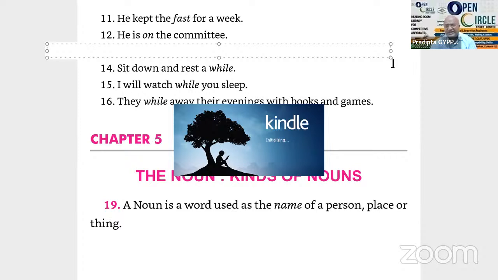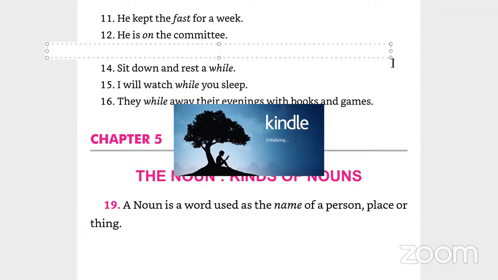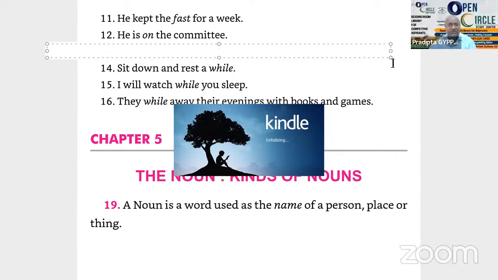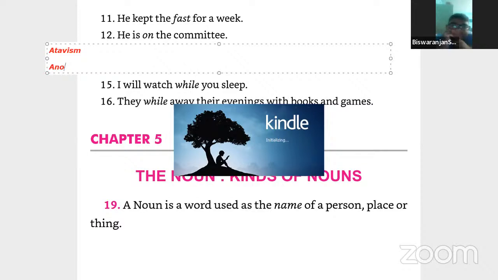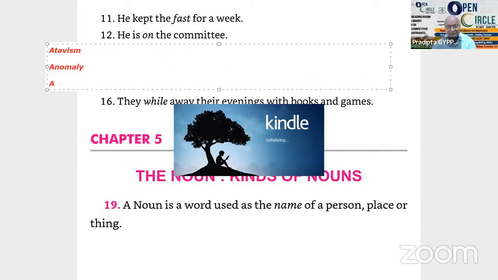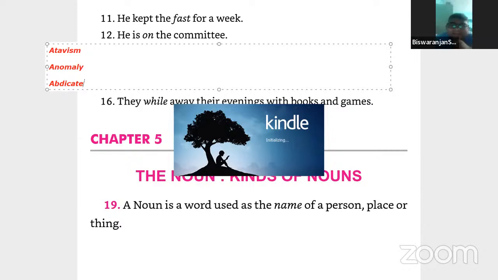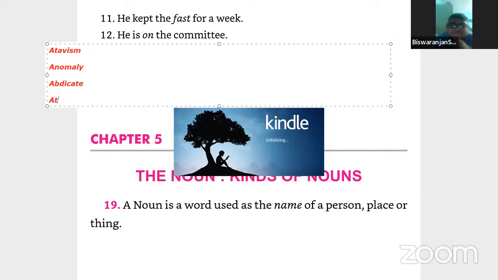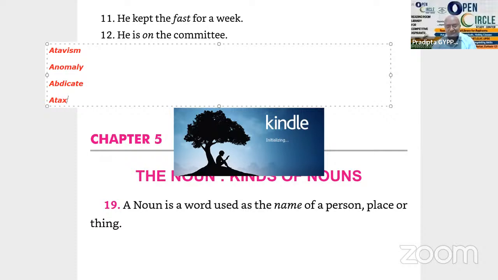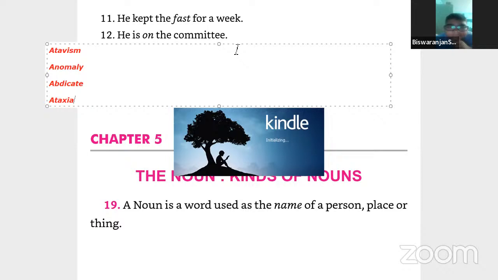Whenever you... okay, does anyone have the habit of reading words from the dictionary? Does any of you do it? Yes, sir. Who does, that? I do. When people look into the dictionary, they pick up words like this. I wrote 4 words here: atavism, anomaly, abdicate, ataxia. Does anyone know the meanings?